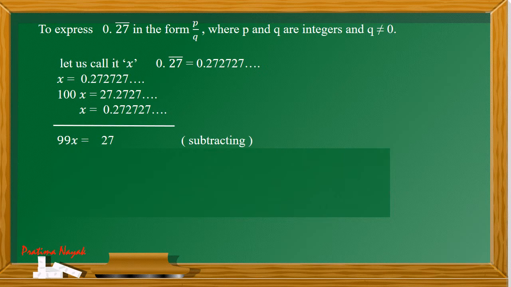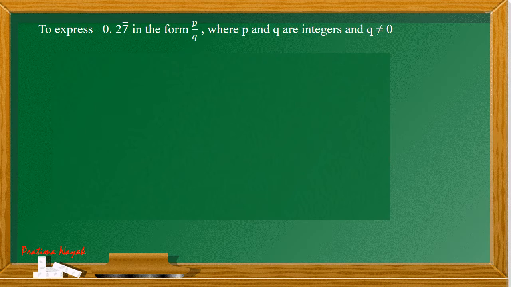So what will be x? X will be 27 by 99. Make it lowest. You can cancel with 3, and you will cancel with 9 also. It will be 3 by 11. So 0.27 bar is 3 by 11.